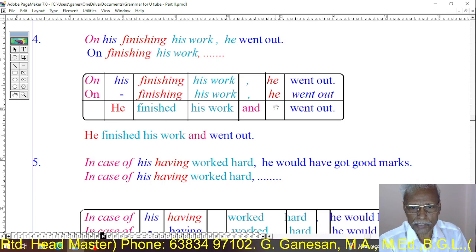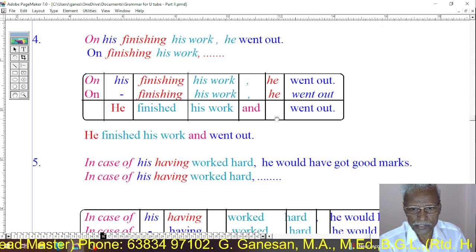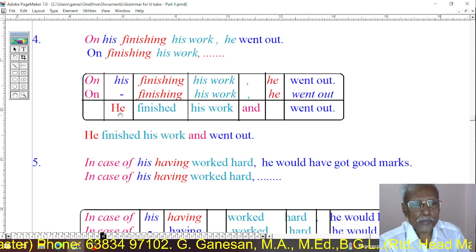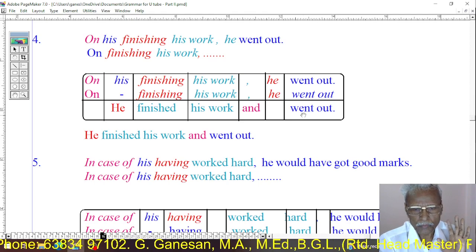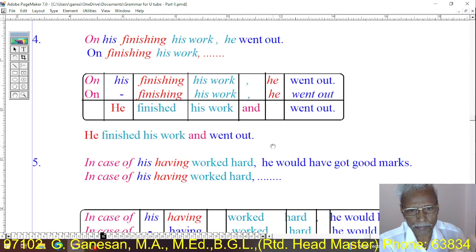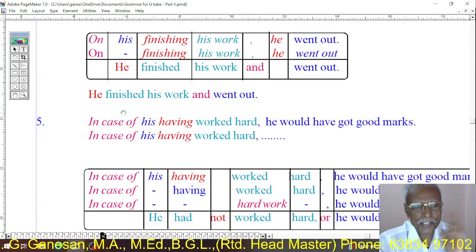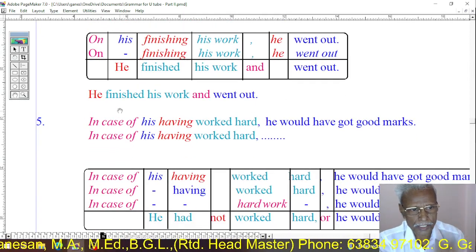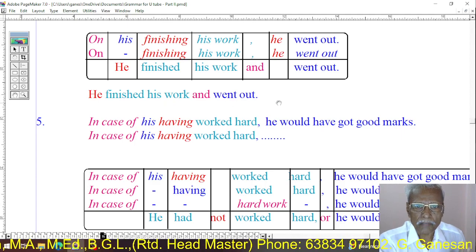Here in both the clauses, the subject is the same, he. So we have used he only once. We need not repeat the subject in the second sentence because the subject is the same in both the clauses. He finished his work and went down.